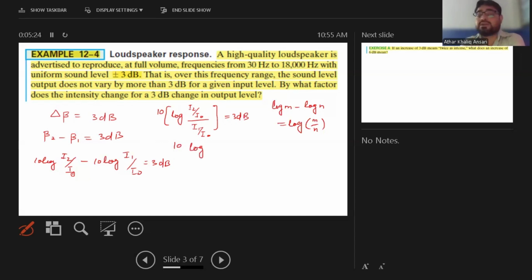When I naught is cancelled, you have I2 over I1 is equal to 3. So 10 goes on the other side. So log of I2 over I1 is equal to 0.3.